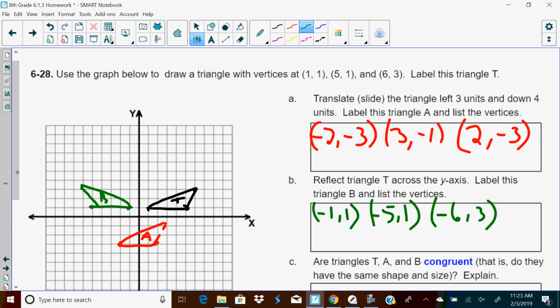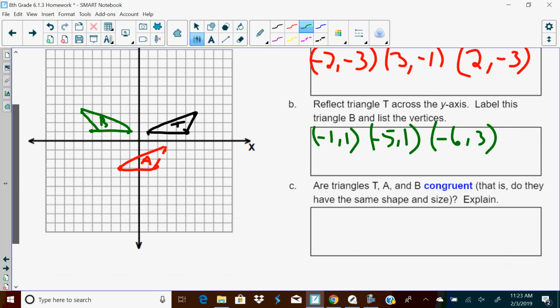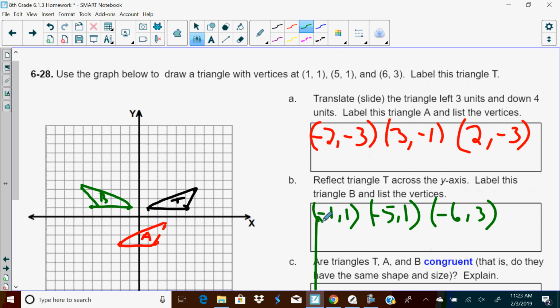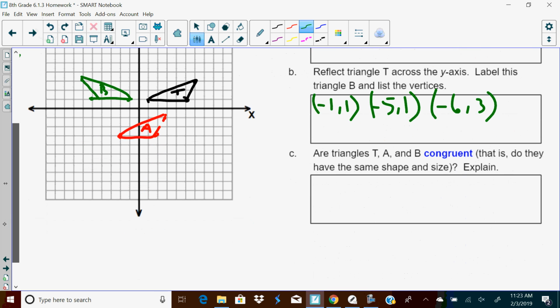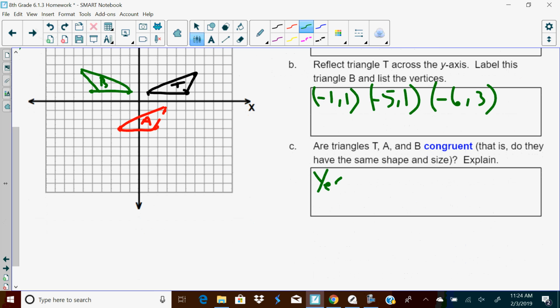And then part C says, are the triangles T, A, and B congruent? That is, do they have the same shape and size? Explain. So the answer is yes. They moved but didn't change, but the shape stayed the same.